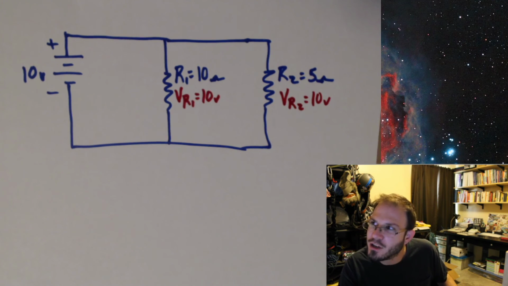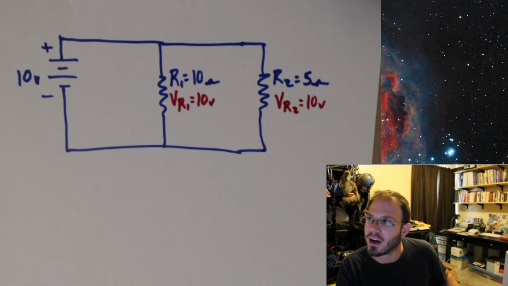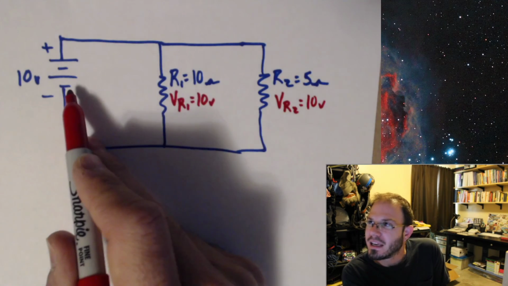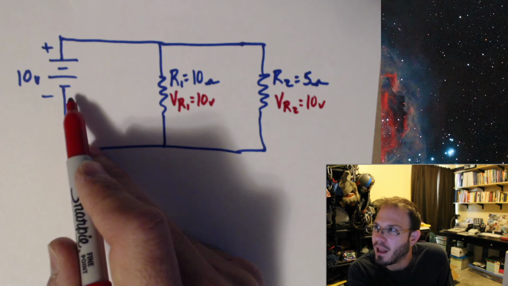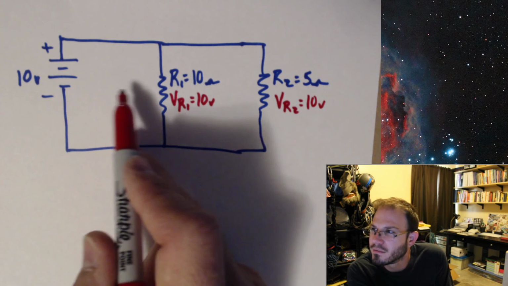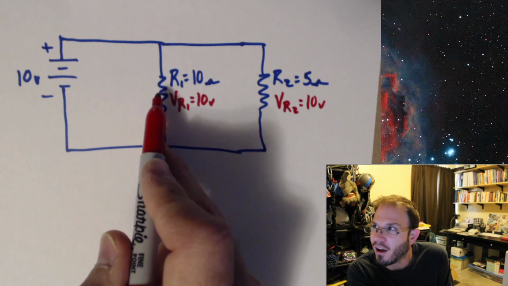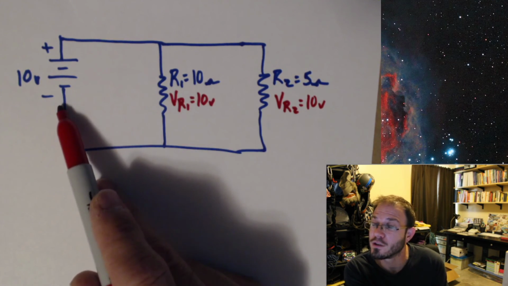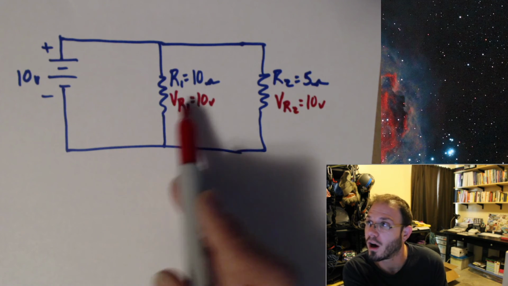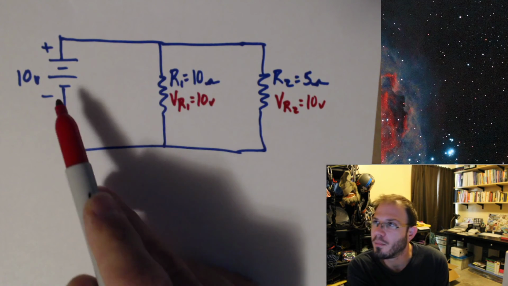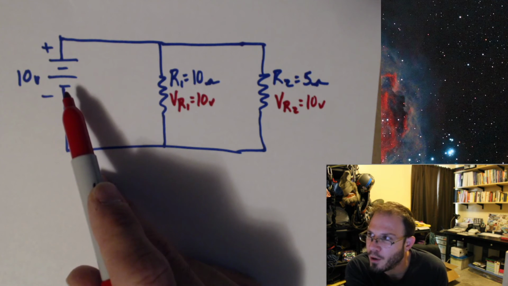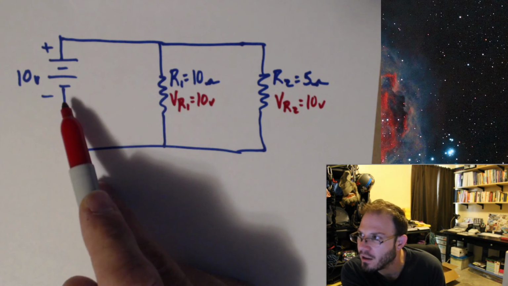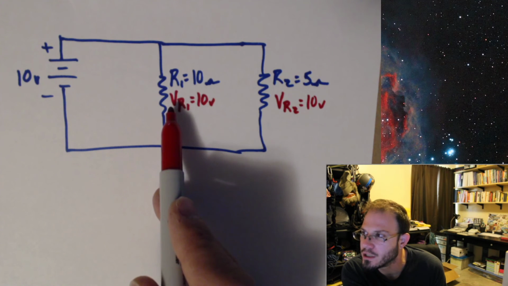So I jumped straight to the answer. Where did I get this 10 volts from? Because 10 volts was being applied. But they're in parallel, okay? So not just my resistors are in parallel, my voltage source is in parallel with R1 and R2. So my voltage source is also a component. It is in parallel with R1. And therefore, if they're in parallel, they better have the same voltage across.